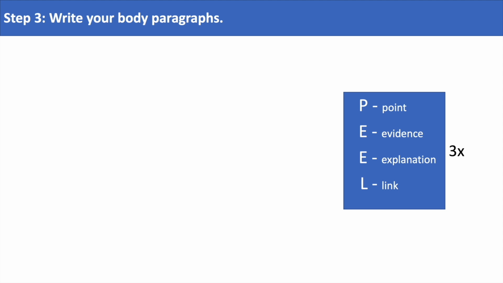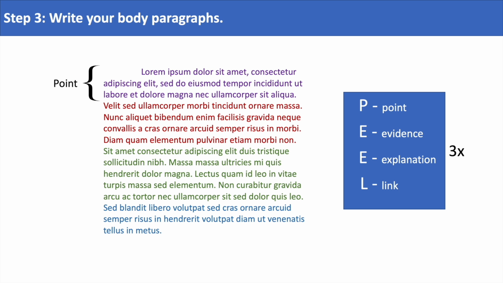Step 3. Write your body paragraphs. Each of your body paragraphs should be focused on just one idea supported by your previously chosen evidence. These paragraphs will be written in PEAL format. PEAL stands for point, evidence, explanation, and link. Your point will function as your topic sentence and will introduce what point you are trying to make in that paragraph. Your evidence will be one of the previously chosen pieces of evidence, and your explanation will be your explanation for what that evidence means.